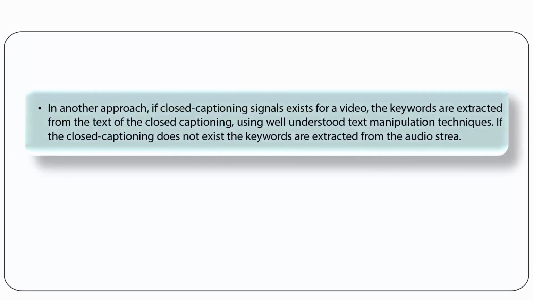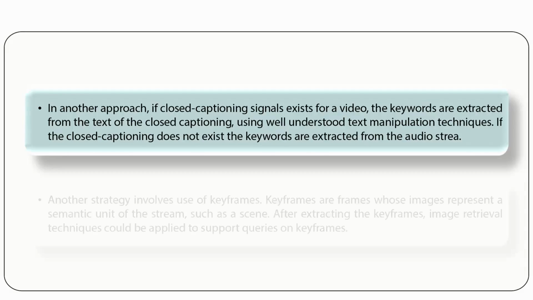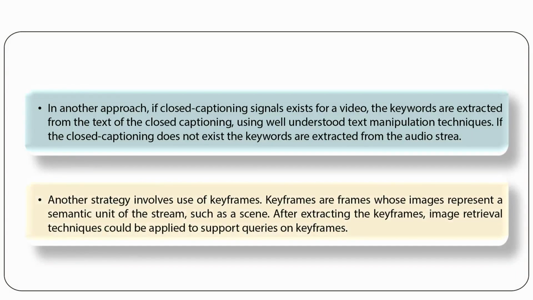In another approach, if closed captioning signals exist for a video, the keywords are extracted from the text of the closed captioning using well understood text manipulation techniques. Closed captioning can be understood as subtitles or the CC you might have seen in some videos on the web. If the closed captioning does not exist, the keywords are extracted from the audio stream by using automatic speech recognition techniques. Another strategy involves use of keyframes.